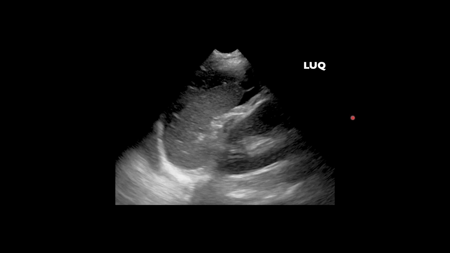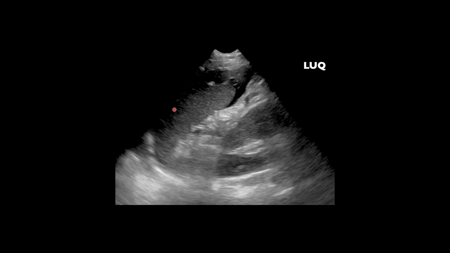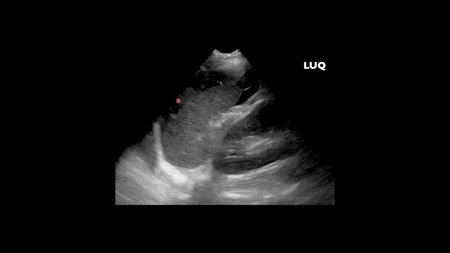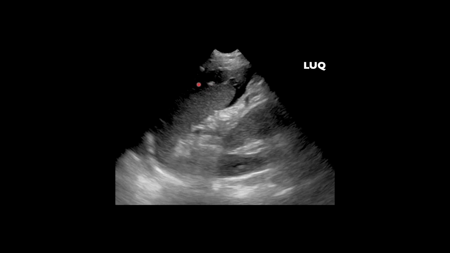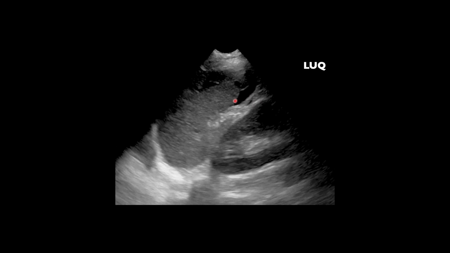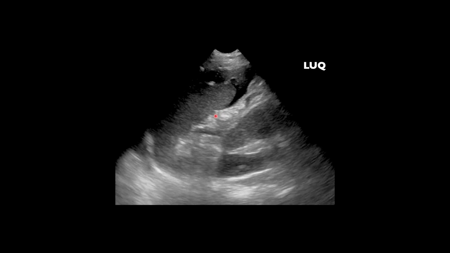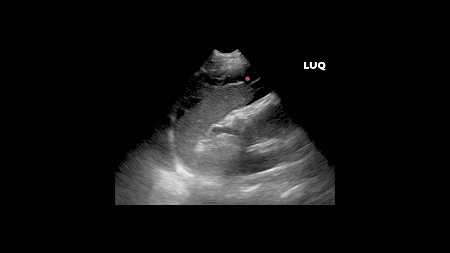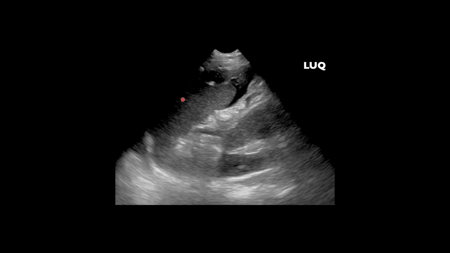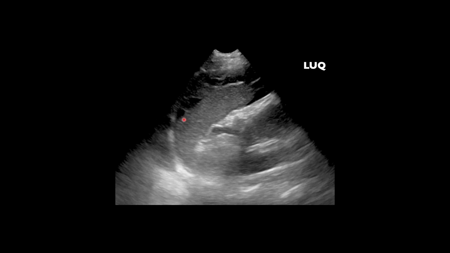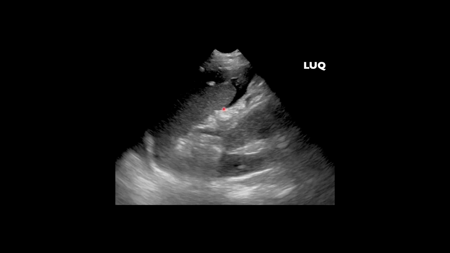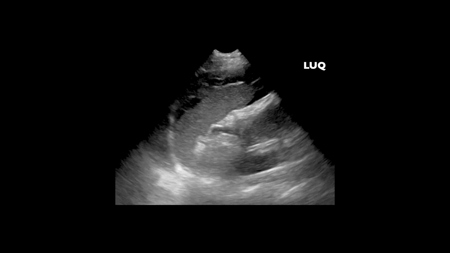So here's a positive left upper quadrant view. We can see our spleen here, and we see anechoic fluid with some debris here in the near field above the spleen, and then even starting to come down into the splenorenal interface. And so this is what a positive left upper quadrant view looks like. And once again, you can see that that anechoic fluid disrupts the normal pattern of the spleen being adjacent to the diaphragm, adjacent to the kidney without any anechoic findings.